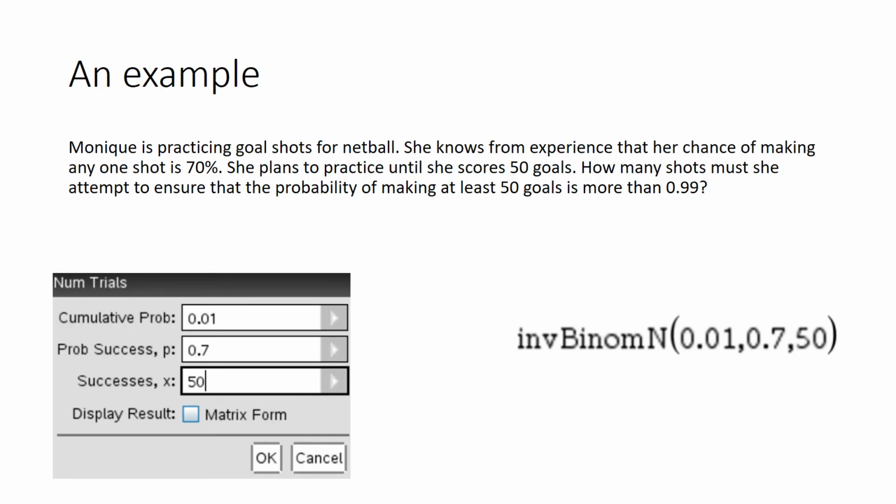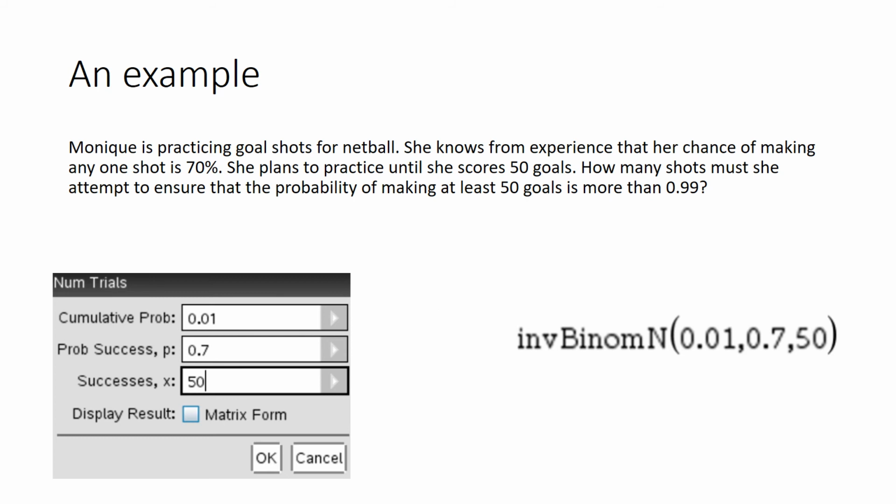I've got an example here. Monique is practicing her goal shooting for netball. She knows from experience that her chance of making any one shot is 70%. So that's the chance of her achieving her goal. She plans to practice until she scores 50 goals. So we know that our number of successes is 50.